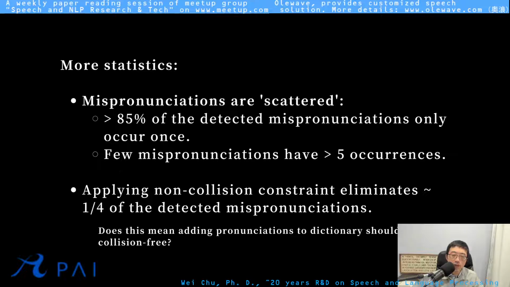And our non-collision constraint eliminates about 1/4 of the detected mispronunciations. You might be surprised, only 1/4, but according to the experimental results, it is this 1/4 of the mispronunciations that causes the recognition results to be worse than the baseline.